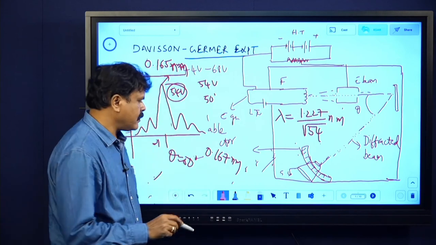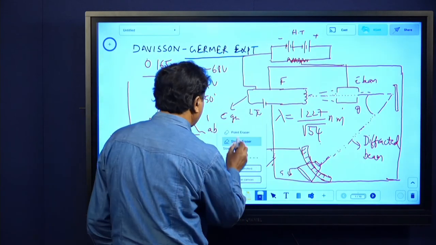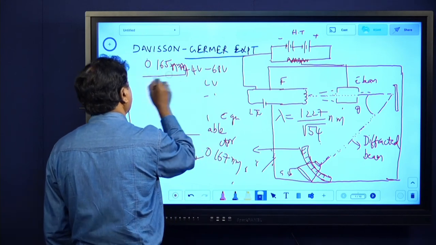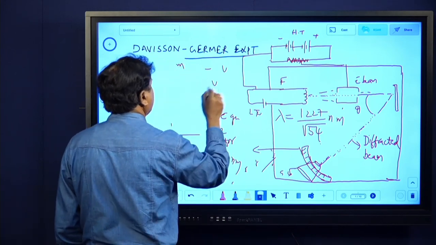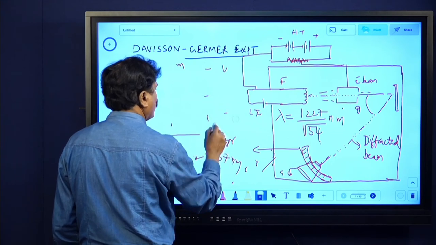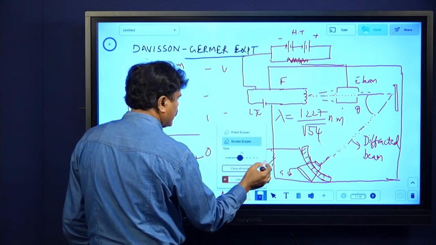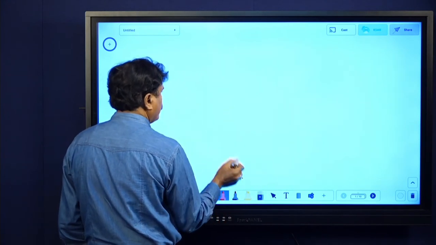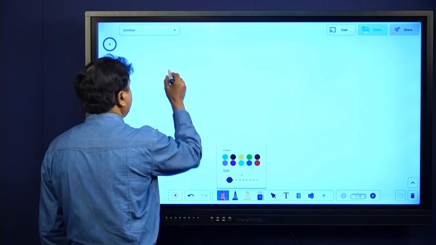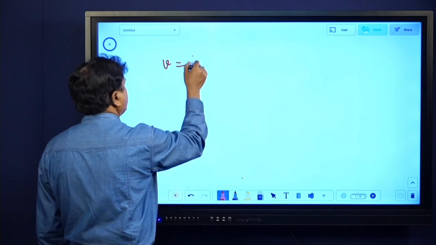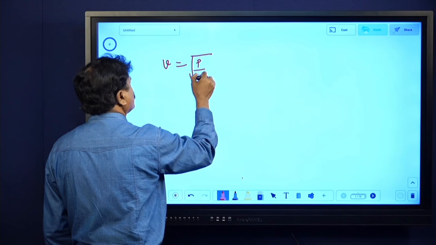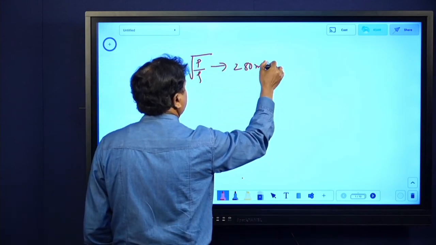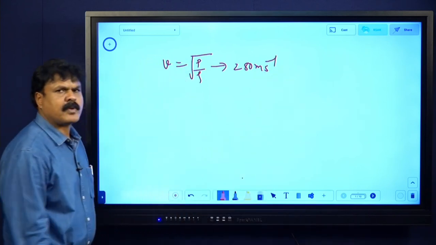Newton, velocity of sound, according to Newton, what he had given? He had given V equals root P by rho. He has taken under isothermal conditions. He calculated, answer was 280 meter per second. We accepted this, 280 meter per second.